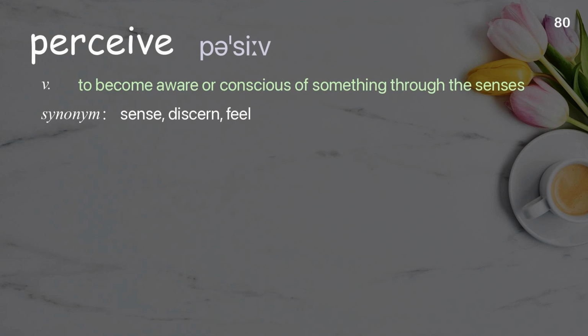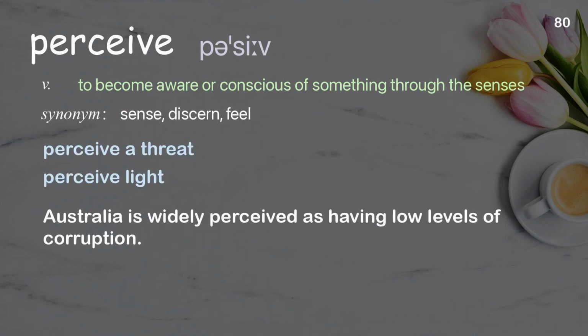Perceive. To become aware or conscious of something through the senses. Examples: perceive a threat. Perceive light. Australia is widely perceived as having low levels of corruption.